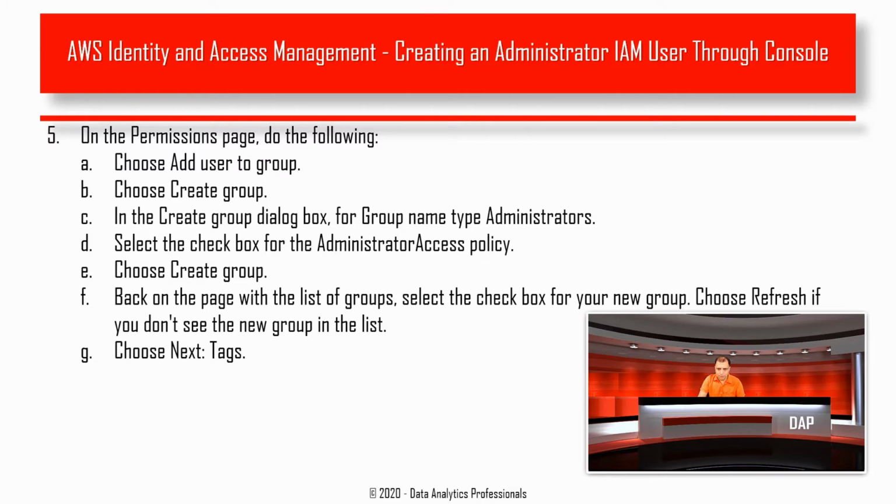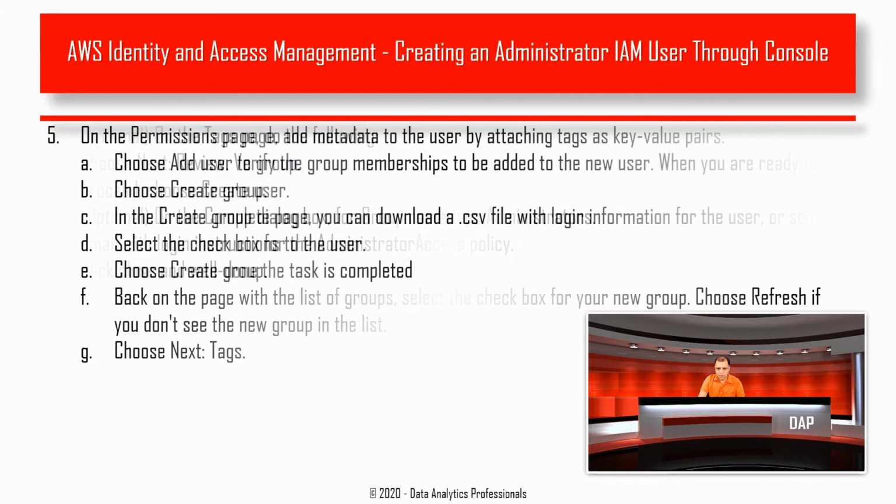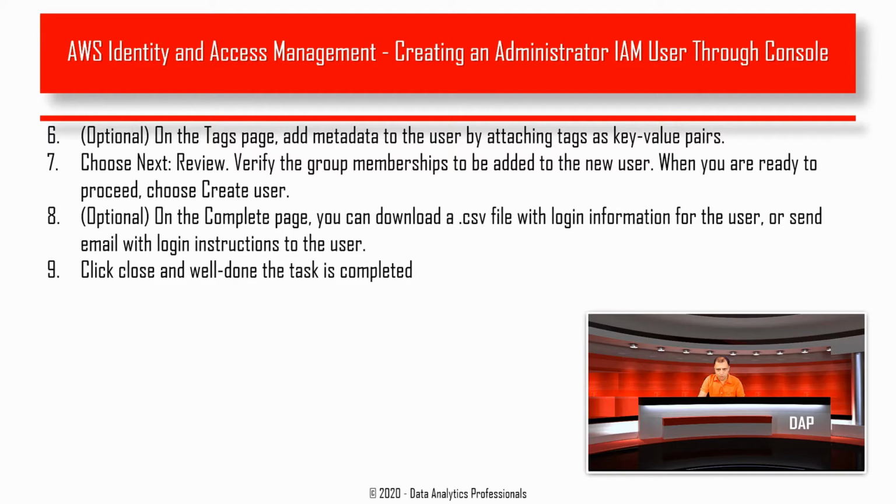And then we moved on to 5G, which was to choose next tags, where we ignored tags because that was optional, and that's step 6. And then on step 7 we reviewed everything, checked everything is ready, and we moved on to create user. And step 8 was optional: on the complete page you can download a CSV. You don't need to download, but you can do it, and that's what we did.